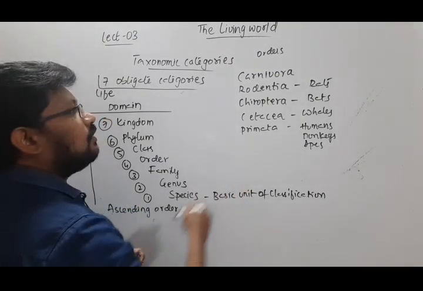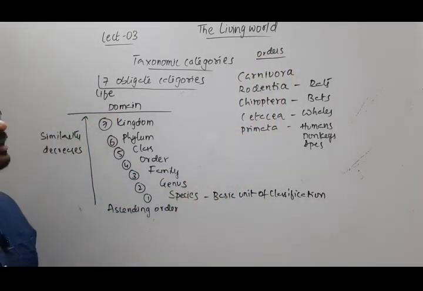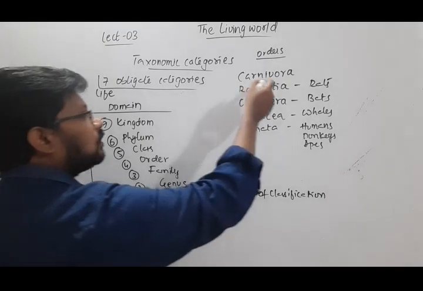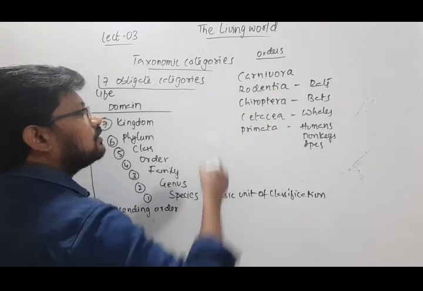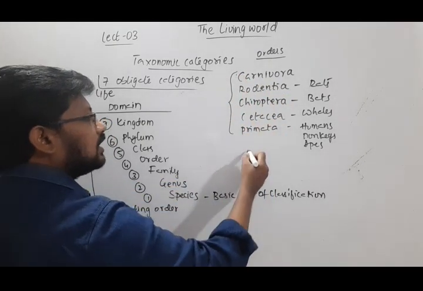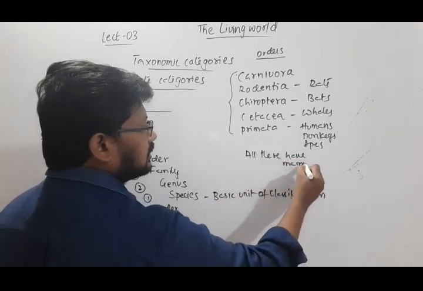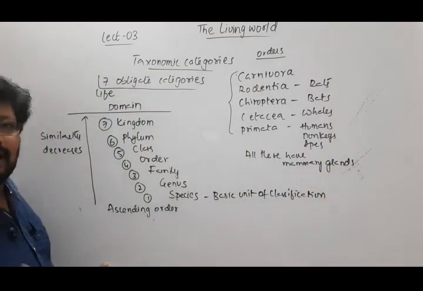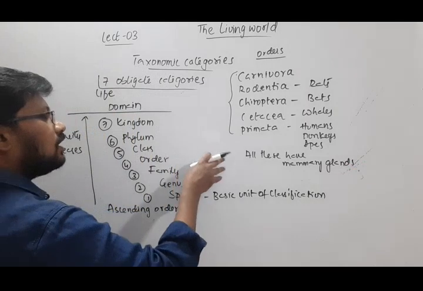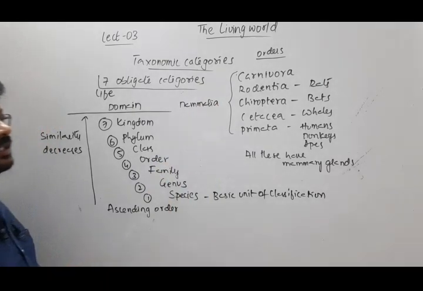Now all these are orders, so what is common between all these orders, the Carnivora, Rodentia, Chiroptera, Cetacea, and Primata? Here the common feature is that all of these have mammary glands. As they have mammary glands, they are all included under the class called Mammalia.